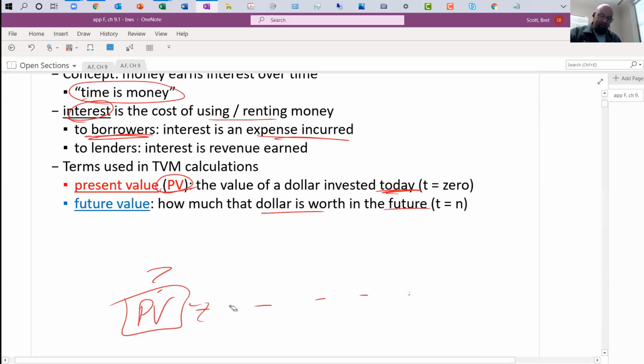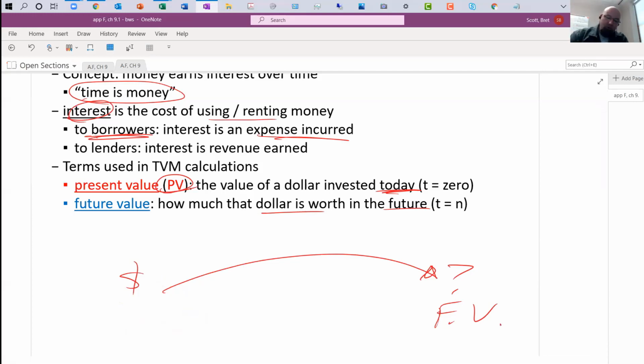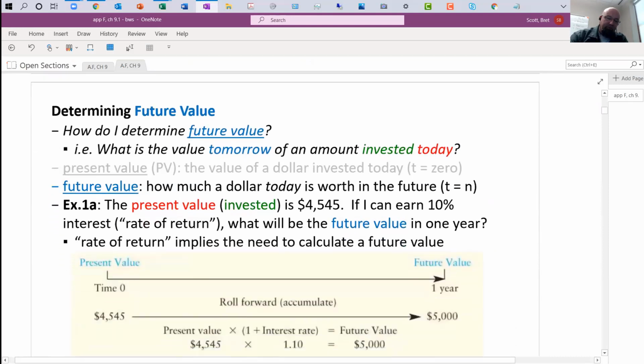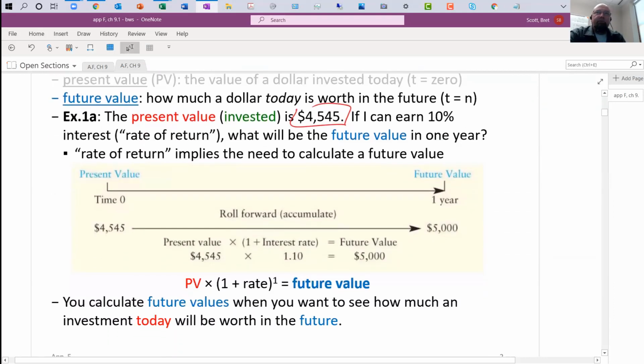Or maybe I know how much money I can invest today, but I want to know how much it's going to grow to by the time it reaches the future. In that case, I'm doing a future value calculation. I want to know what an amount is going to be if it grows at a certain percentage of interest over time. We'll go through these concepts in examples. So imagine that we're trying to determine a future value. What is the value tomorrow of an amount invested today? Well, let's assume that we have $4,500.